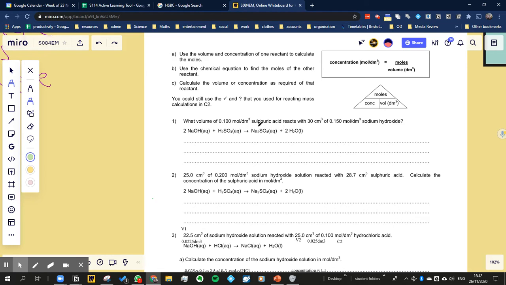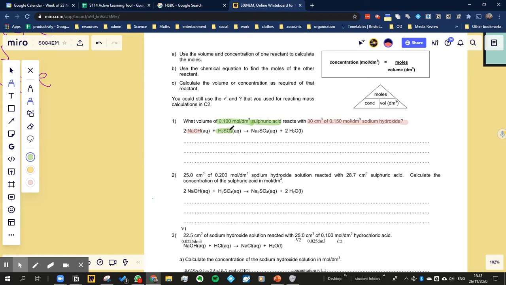So the target substance is going to be my sulfuric acid, and I've got the volume of my sulfuric acid, but I don't have the. Oh no! Wait a second. Sorry. Hang on a second. Quite often, most of the time, you're trying to calculate the concentration. In this case, you're calculating the volume. That's fine though. So we're trying to work out the volume of sulfuric acid, and we've got the volume and the concentration of the sodium hydroxide. So the sodium hydroxide is this one here, and the sulfuric acid is this one here.